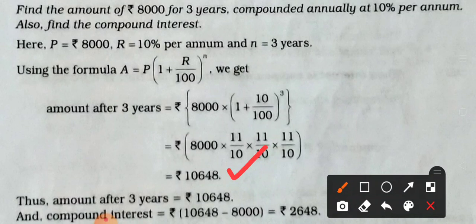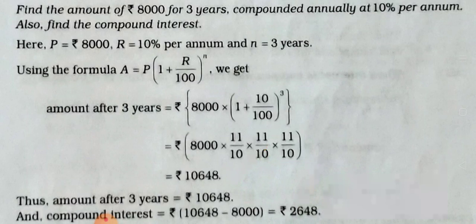This is the amount which the person will get after 3 years, and the compound interest will be, as I said, amount minus principal. So the amount is 10,648 minus 8,000. So the final compound interest is 2,648. So using the compound interest formula, it is very easy to solve the questions without a long method. For example, in simple interest you can see we have to calculate for the first year, then the amount for the first year, then the second year, then the third year. So it was quite lengthy, but by using the compound interest formula, you can directly solve the questions.